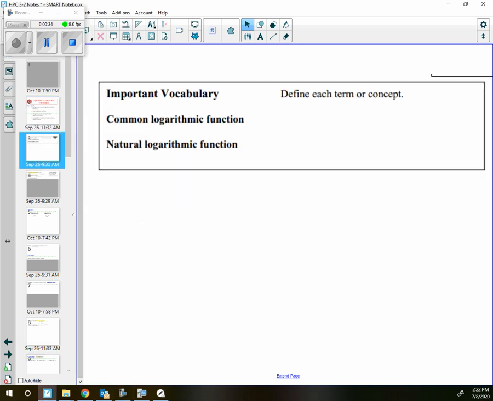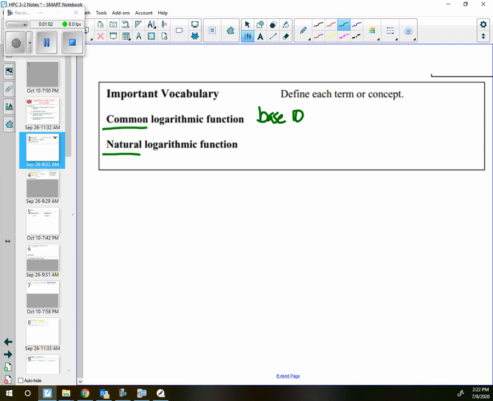Some common vocab things that we need to keep track of, pun intended, I guess. Common log versus natural log. Do you remember what the difference is? Common logs are logs that have a base of 10. They call those common logs because that's like our number system. We have a base 10 number system. Think of our place values: ones, tens, hundreds, thousands. Every time you move a place value, it's a power of 10, which has to do with exponentials. So that's kind of where that's coming from.